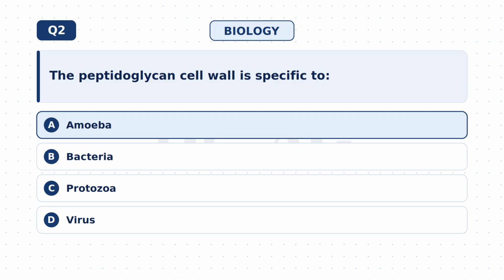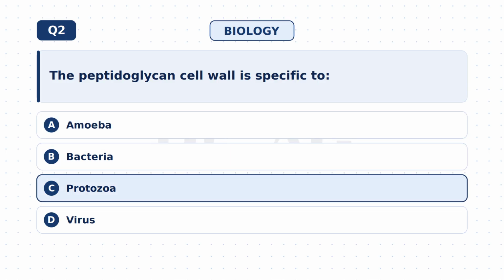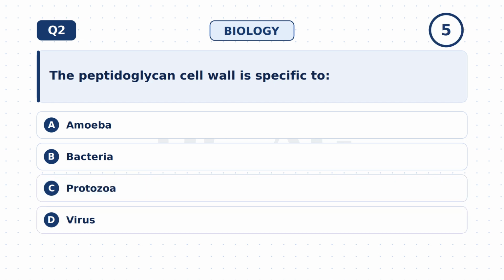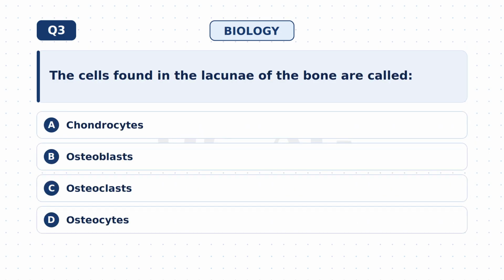Question 2. The peptidoglycan cell wall is specific to. Option A. Amoeba. Option B. Bacteria. Option C. Protozoa. Option D. Virus. The correct answer is B. Bacteria.